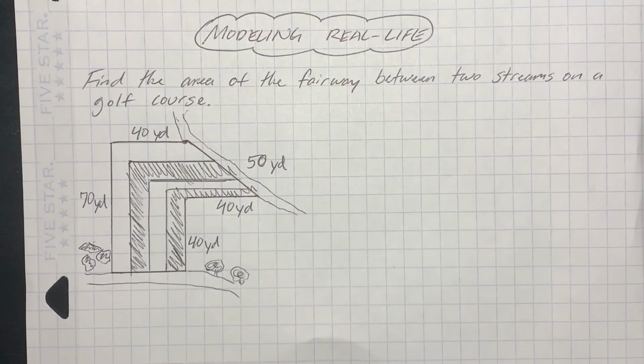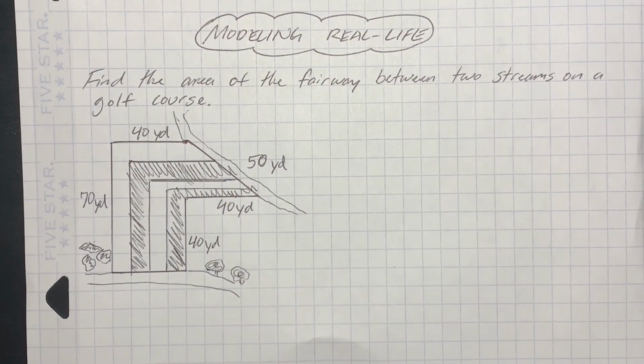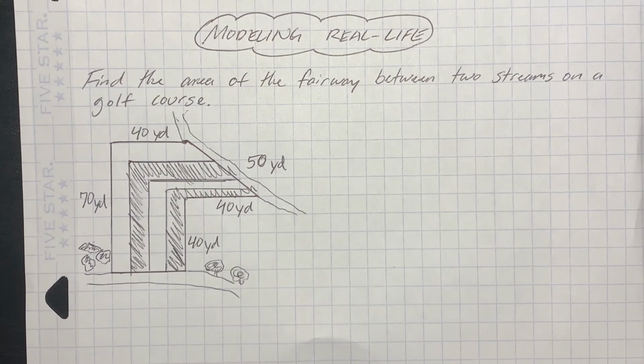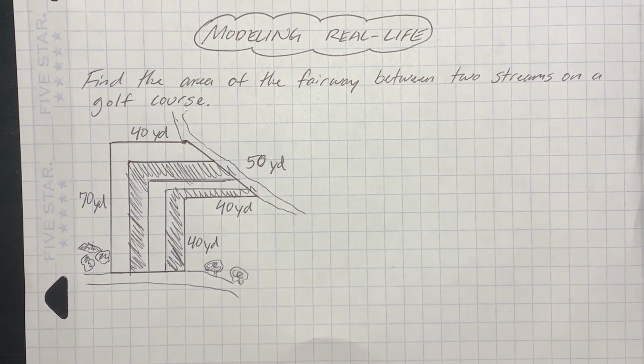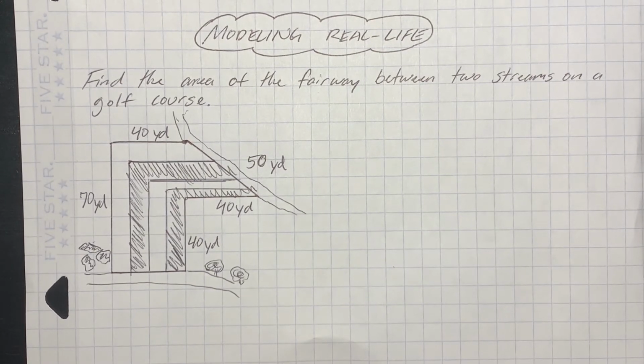All right, the last question and example we're going to do is modeling real life. So let me read to you guys. We're going to find the area of the fairway between 2 streams on a golf course.